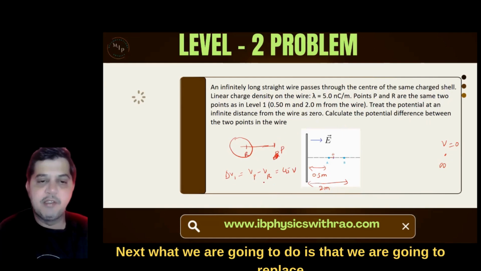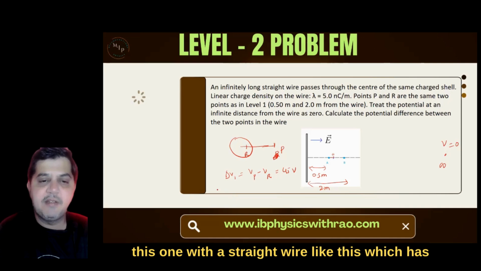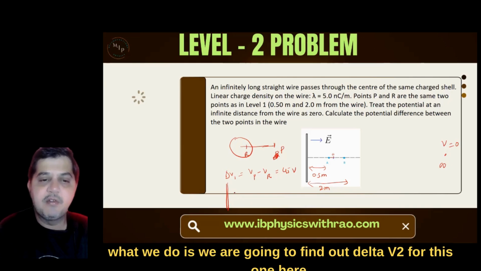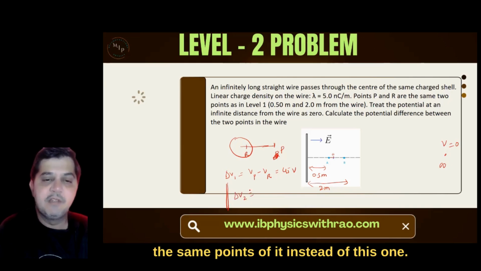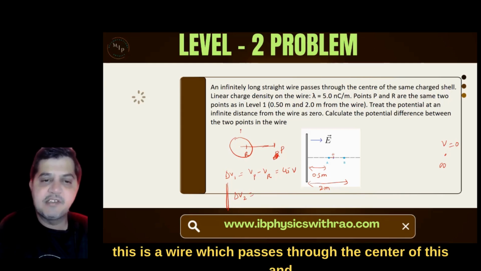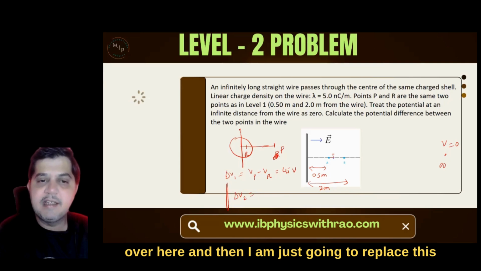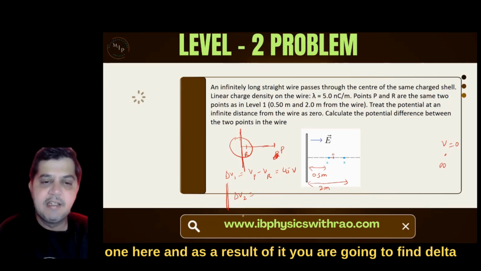Next, what we are going to do is replace this one with a straight wire like this, which has a lot of charge. And then we are going to find out delta V2 for this one here. The same points are there. Instead of this one, this is a wire which passes through the center of this. And for the time being, let me assume that there is no sphere over here. I'm just going to replace this one here, and as a result of it, you are going to find delta V2.